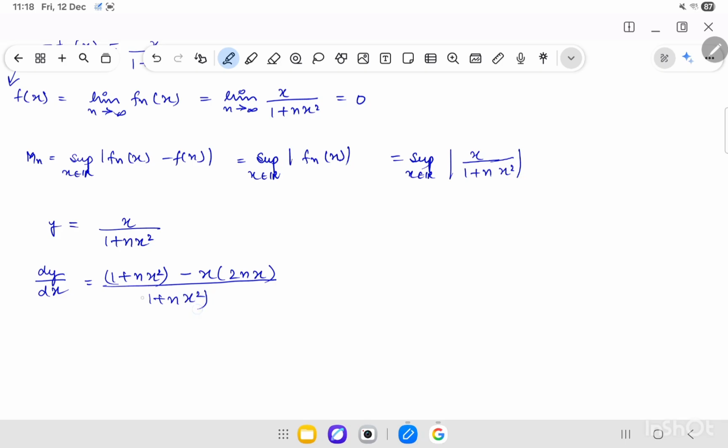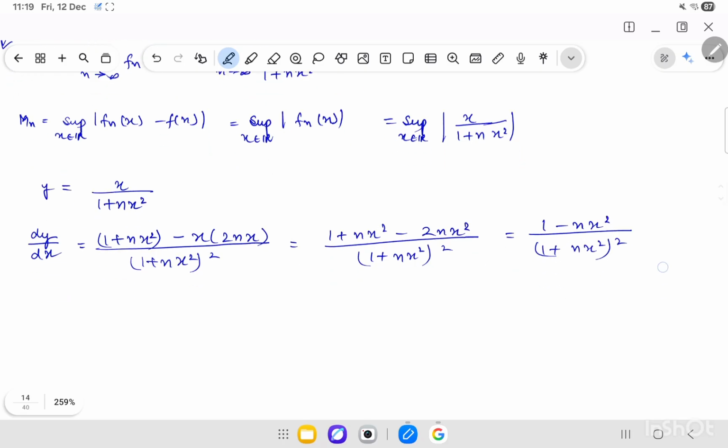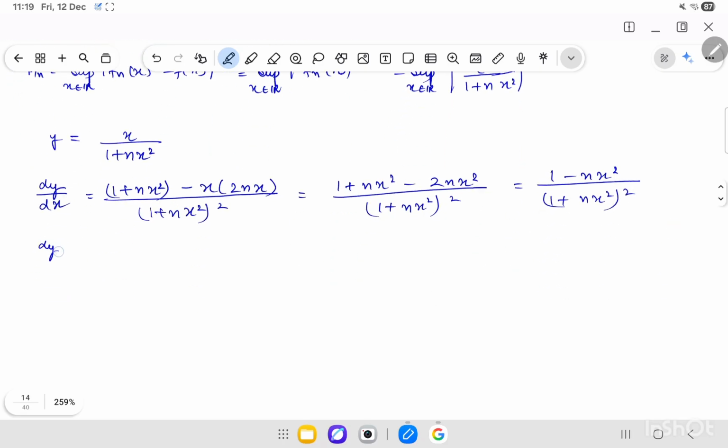So it will be equal to 1 plus nx square minus 2nx square divided by 1 plus nx square whole square. So it will be 1 minus nx square divided by 1 plus nx square whole square. Now if I equate dy by dx equal to 0 in order to evaluate its critical point, I'll get x square as 1 by n. So from here I'll get my x as plus minus 1 by square root of n.